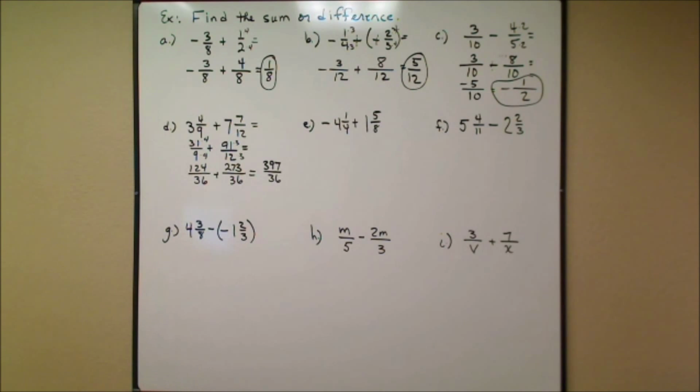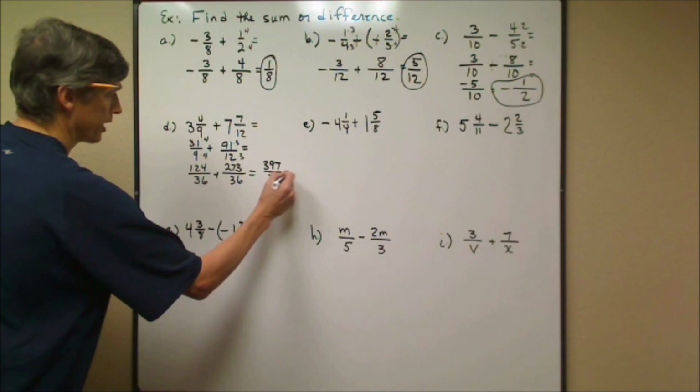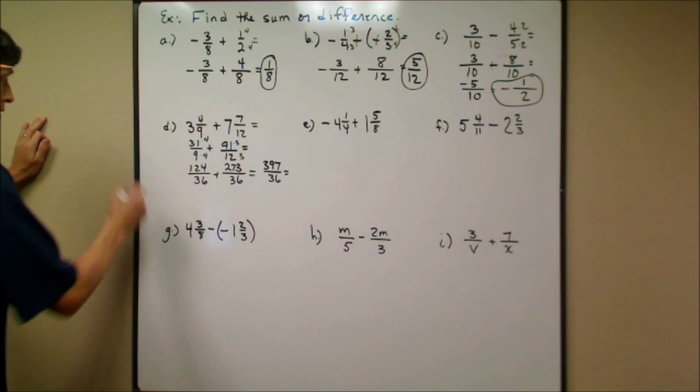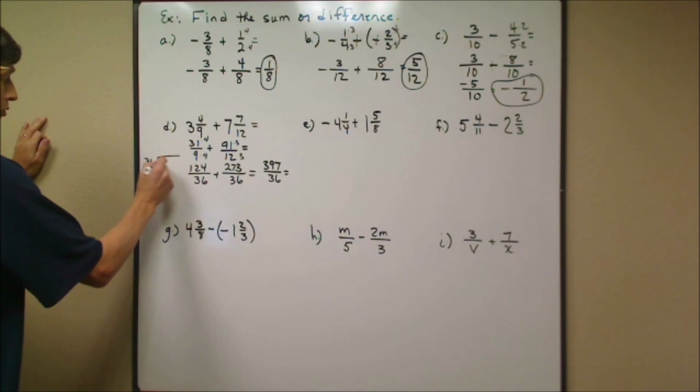Now, I don't think it simplifies. I don't think I can find anything that will divide top and bottom, because the only numbers that divide into 36, like 2 and 3 and such, don't divide into 397. But it isn't proper, so I'm going to take one extra step, and I am going to rewrite this by dividing. Now, you have to be careful. It's a little bit of a division here.